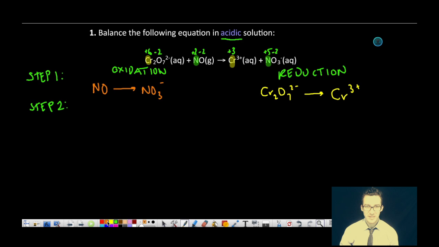In this case, the non-hydrogen and oxygen atoms are already balanced in our oxidation half reaction. In the reduction half reaction, in order to balance our chromium, all we need to do is add a 2 in front of the chromium 3 ion. That'll balance our non-oxygen hydrogen atoms. Step 3 then becomes, well, let's balance those oxygen and hydrogen.